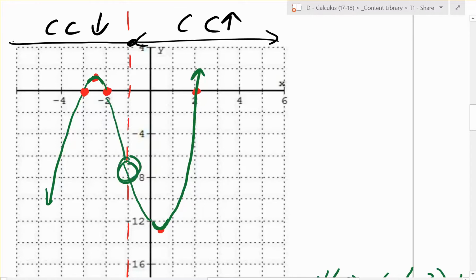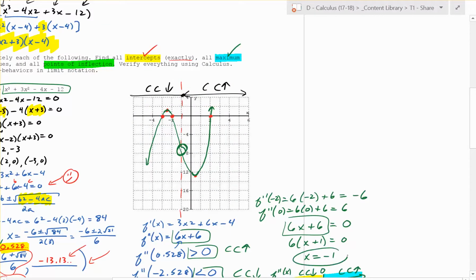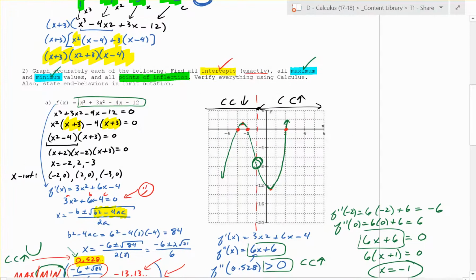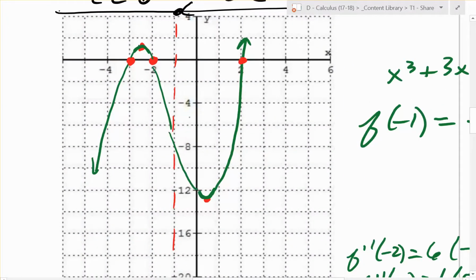If we want to know exactly where that point is, what we need to do is take negative 1 right here and plug it into the original function, which is x cubed plus 3x squared minus 4x minus 12. So if we plug in f of negative 1, you end up with negative 6. So that point of inflection should be at negative 6, which we were pretty close to. If we actually make it hit negative 6, it'd be negative 1, negative 6. It's going to be concave down to here, and then change to concave up.